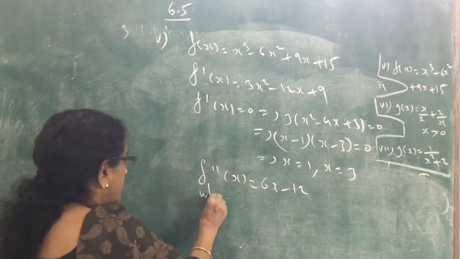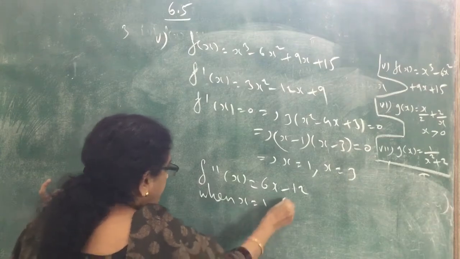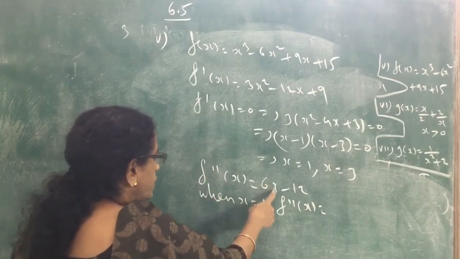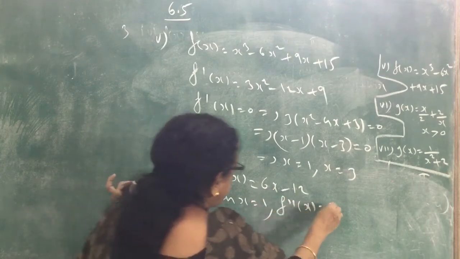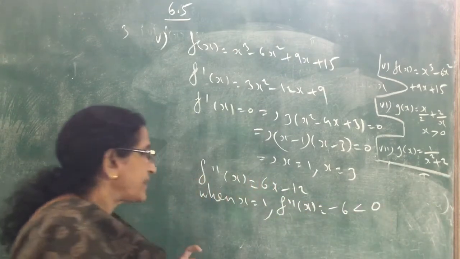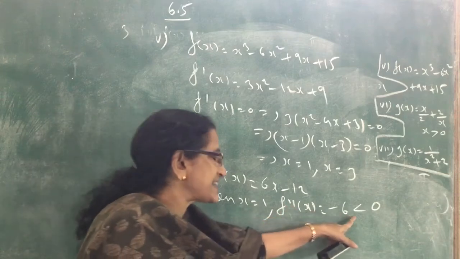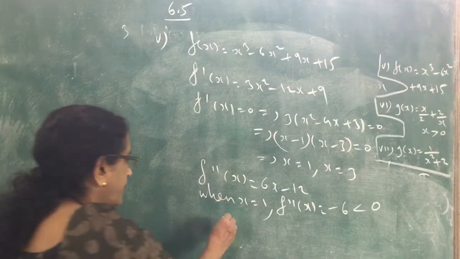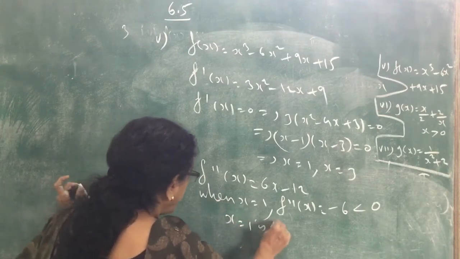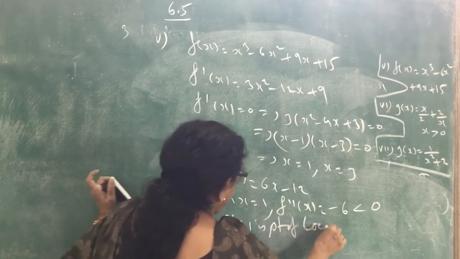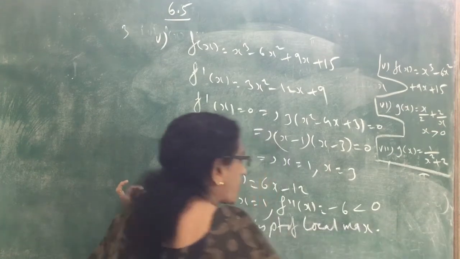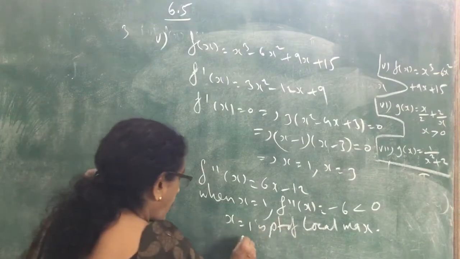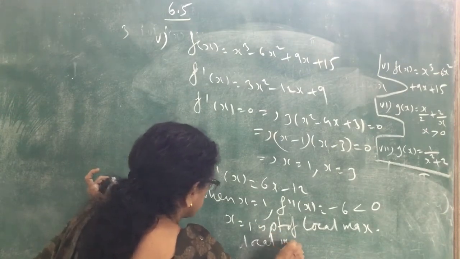When x equal to 1, f double dash x equals 6 into 1, 6 minus 12, negative 6, which is less than 0. So a second derivative less than 0 means x equal to 1 is a point of local maxima. Then find the corresponding local maximum value.